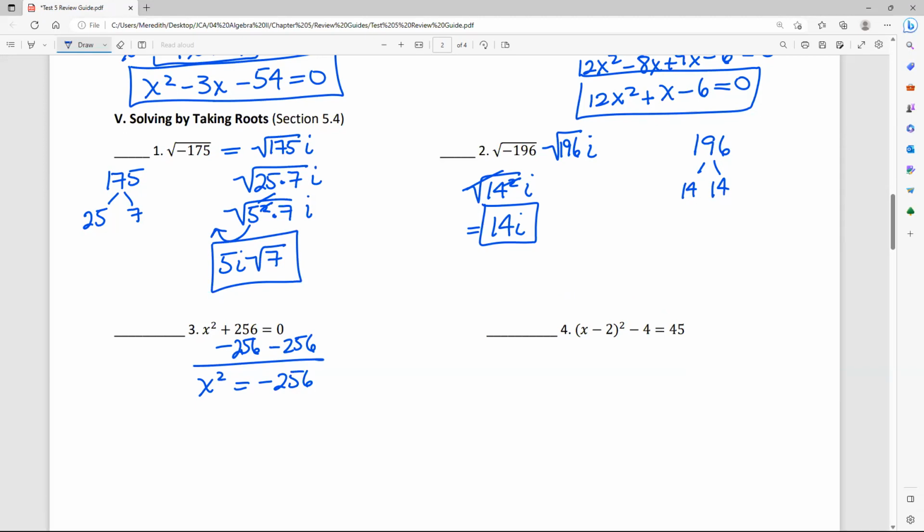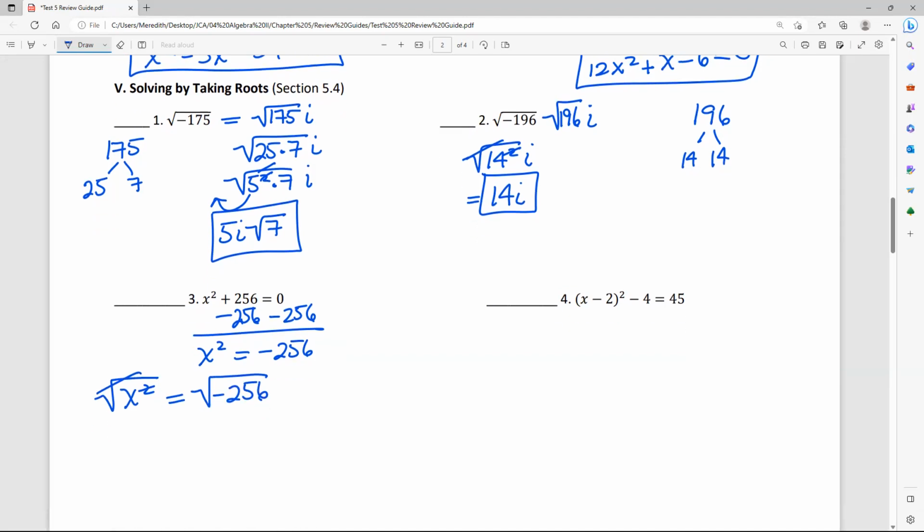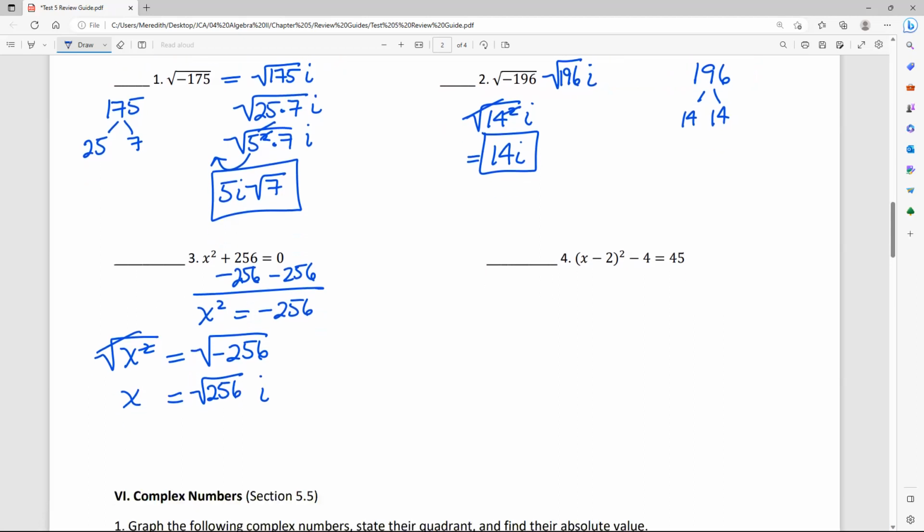Now we can solve, this is where you use the square root property. So we find the square root of both sides. x squared is just going to give us x, equals the square root of negative 256. When you see a negative inside your square root, you should immediately know that on your answer, you're going to have an i, and the negative goes away. There's no negative in your answer. It's included in the i.